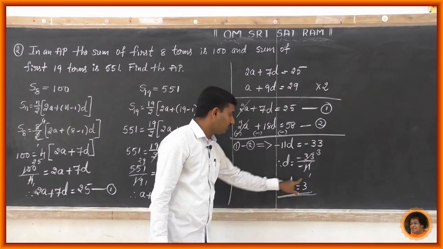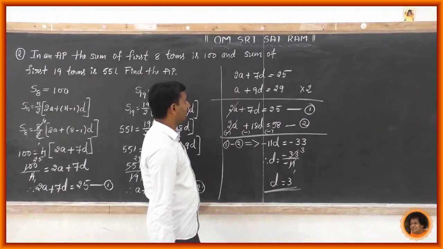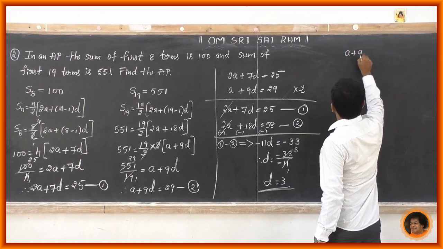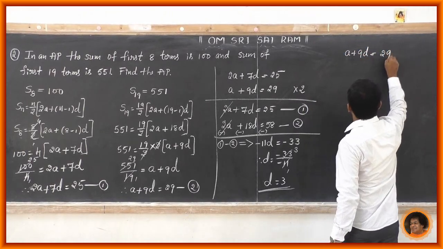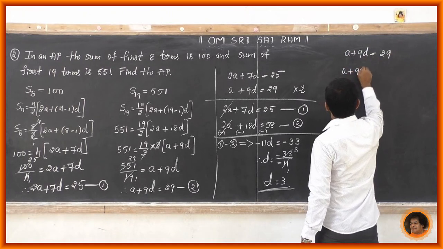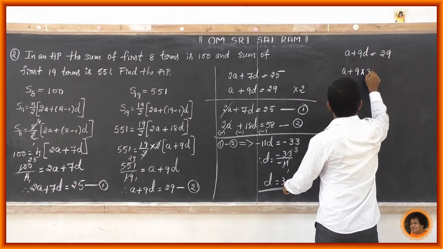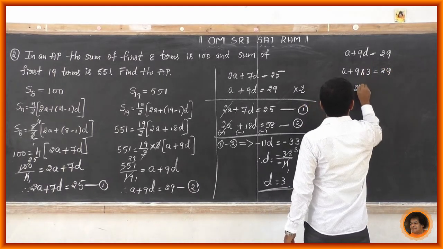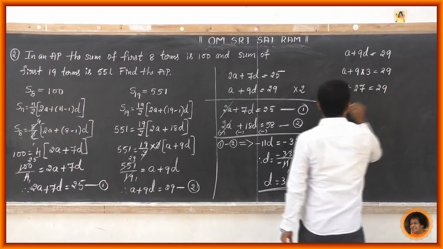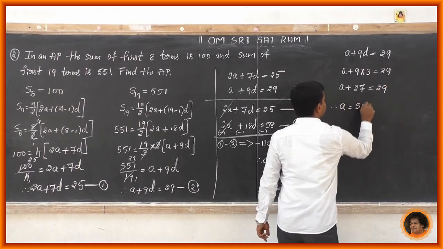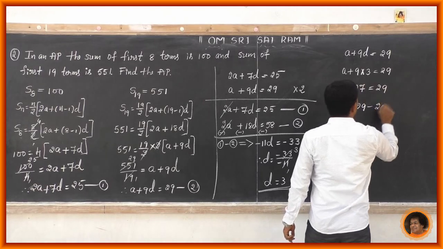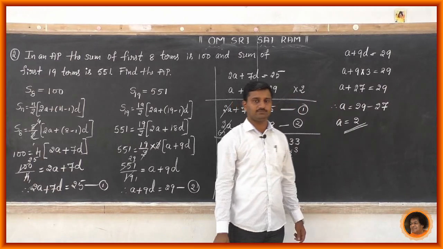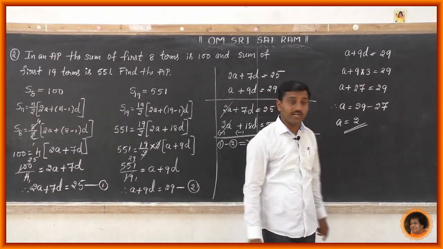Now substitute the value of d equal to 3 in any one of the equations. So a plus 9d equal to 29, or a plus 9 into the d value 3 equal to 29, or a plus 9 into 3, 27, equal to 29. So therefore a equal to 29 minus 27. So a equal to 2. So this is the first term. So write the AP or find the AP.